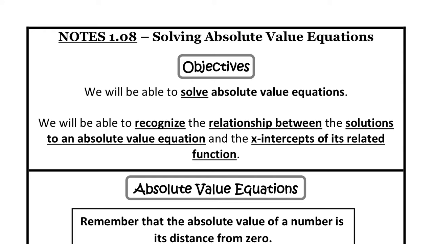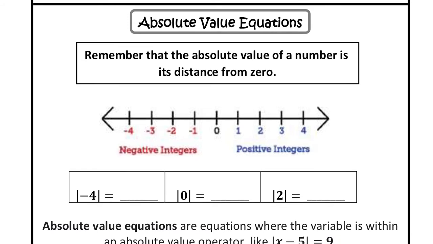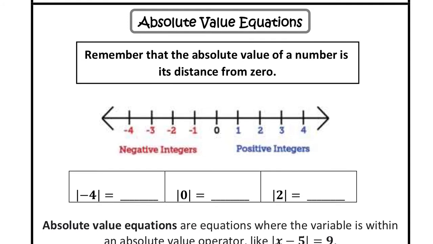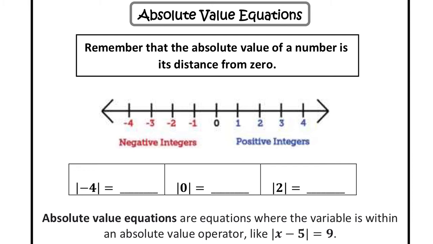So to start off, we're going to look at the absolute value, as an equation, or just the operations that you can do on an absolute value. Okay, it says, remember that the absolute value of a number is its distance from zero. Okay, so a couple of examples here.